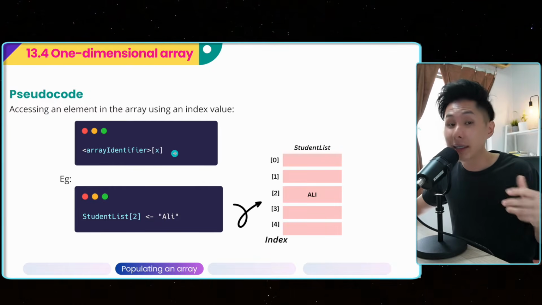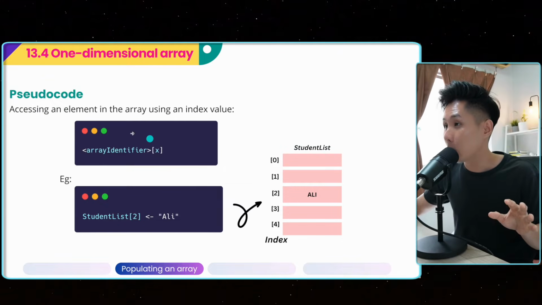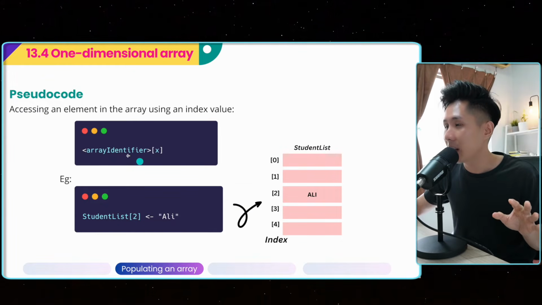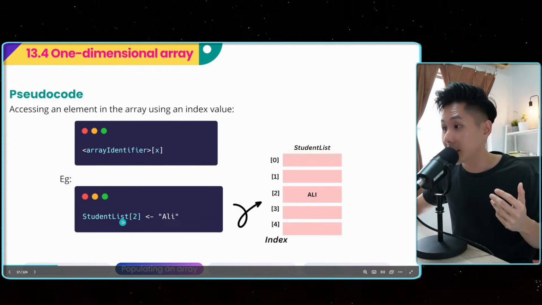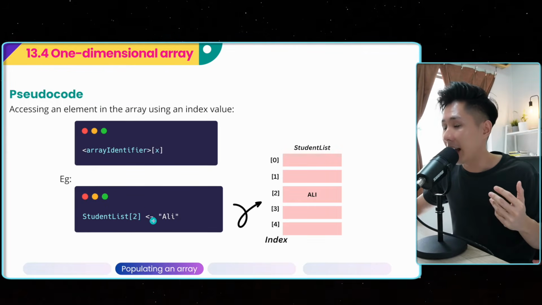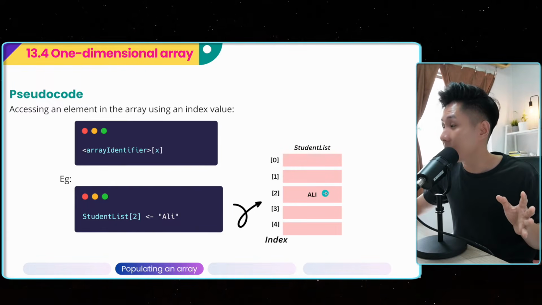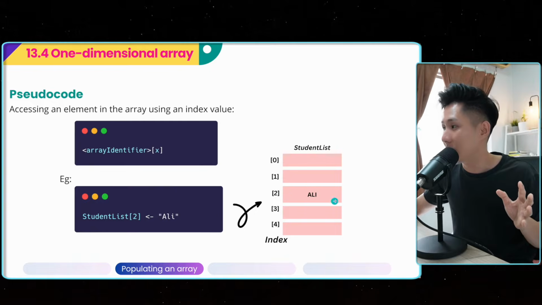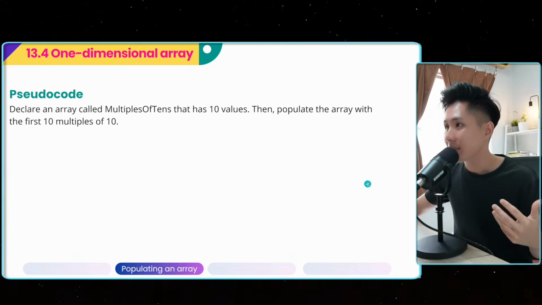And now let's learn how we access and populate an array. We can follow this syntax: whatever the identifier is, followed by a square bracket and then a number. For example, in my student list array, if I do student list, the identifier, square bracket 2, and assign it a value of Ali, this means that Ali will be put into this location, which is index 2. And this is how you assign a value to a slot in the array.